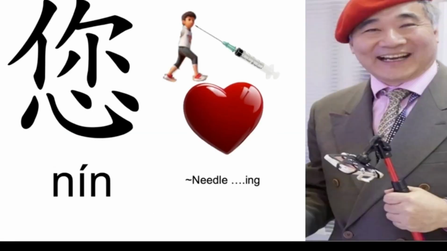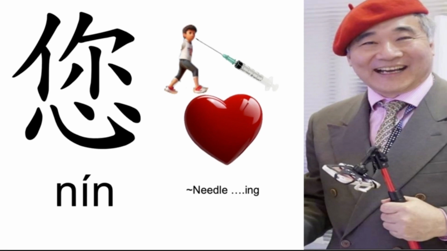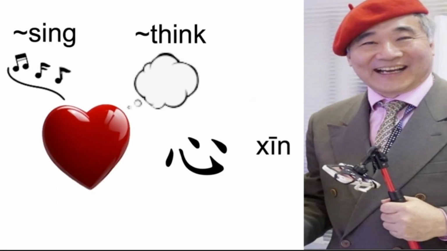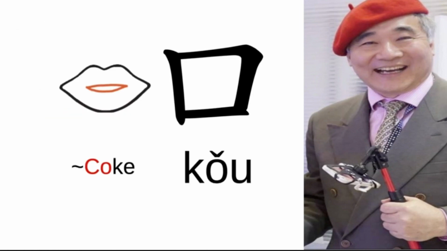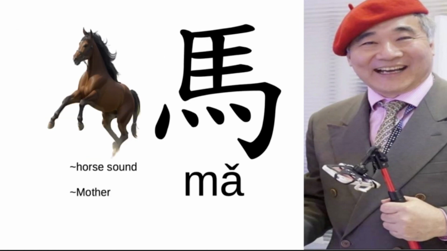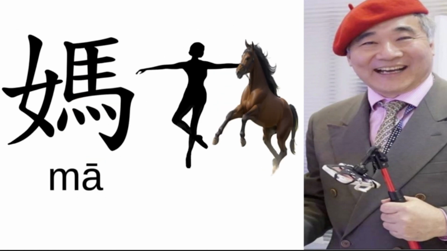In this lesson, you've learned 6 new words. Nian is a polite way to address someone. Xin represents the heart. Ko means mouth. Ma signifies horse. Ma is a question particle, and ma means mother.